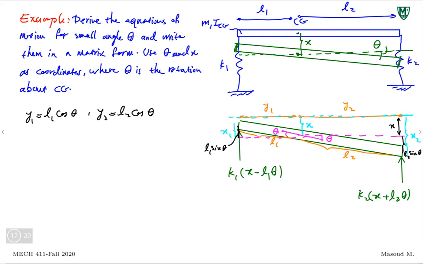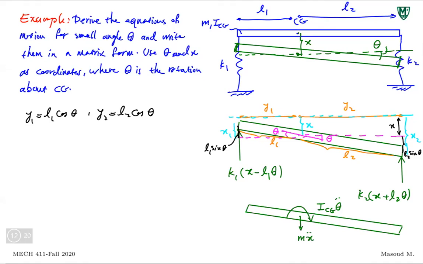On the other side, the kinetic diagram, if we draw it here. This is the center of gravity. We have rotation, so we have I CG theta double dot. And also this is going down, so M X double dot. Two components: one because of the linear motion, one because of rotational motion.